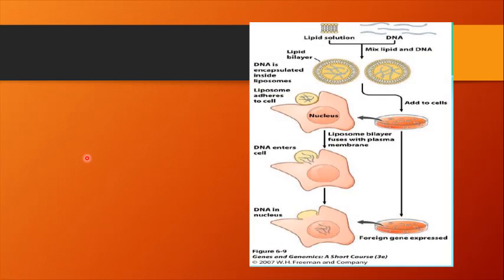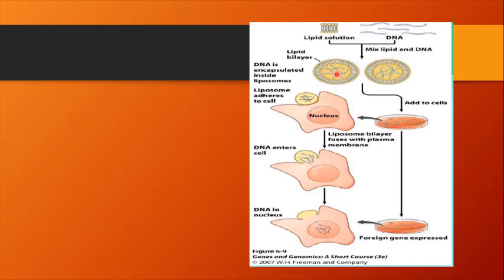So here we have the diagram. As you can see, there is a lipid solution, and here we have the DNA which we are going to transfect or transfer to the cells. When we mix these lipid and DNA molecules, we get the liposomes. There is a lipid bilayer, and in the center of it there is the DNA or the aqueous solution. So remember, in the lipid bilayer, the heads are hydrophilic and the tails are hydrophobic, so due to this particular configuration, they arrange themselves according to the interaction.